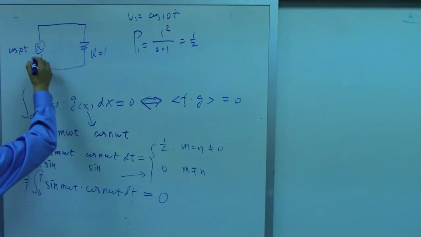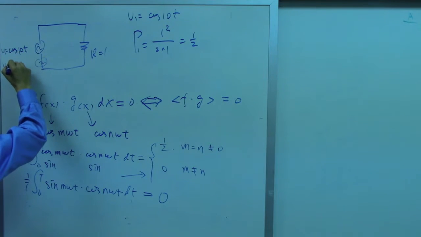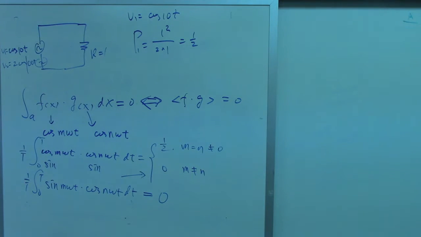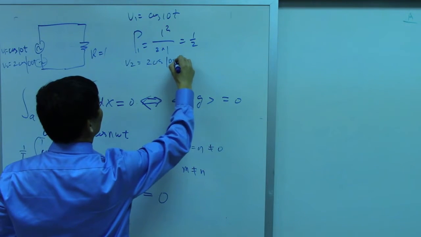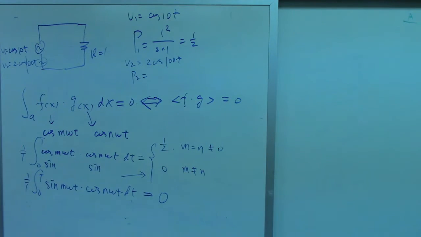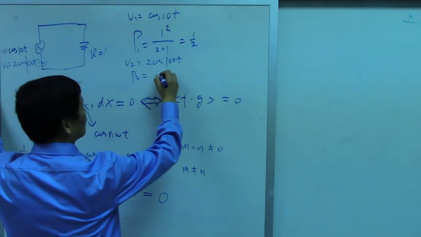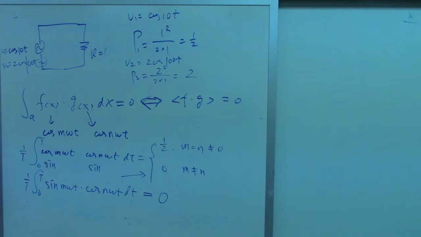Now another one. Suppose we remove this signal and have another signal only: V2 equals 2 cosine 100t. What is the power of V2? When we calculate the AC power, we don't care about the frequency. It's only V squared over 2R. We never mentioned the frequency. So this equals 2 squared, the amplitude squared, divided by 2 times 1, so that equals 2. That is what we learned before.